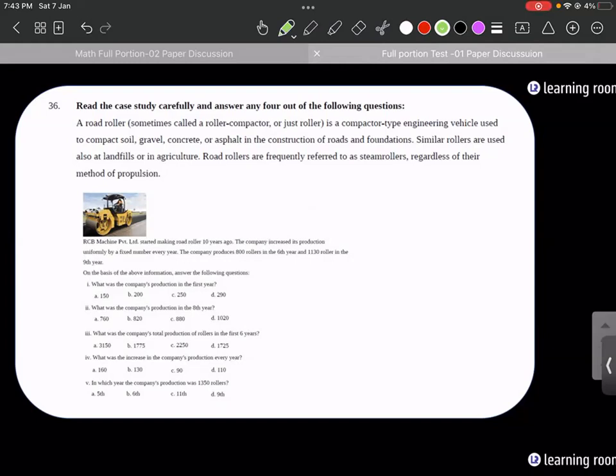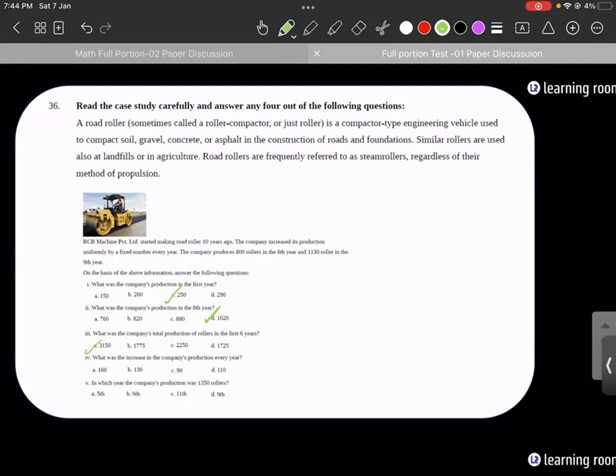250 is the right answer. What is the company's production in the 8th year? 1020. Correct. What is the company's total production in the first 6 years? What is the total production? So 1 plus 2 plus 3 plus 4 plus 5 plus 6. So what is the value coming to? You can check your answer sheet and tell me. The answer is 3150.